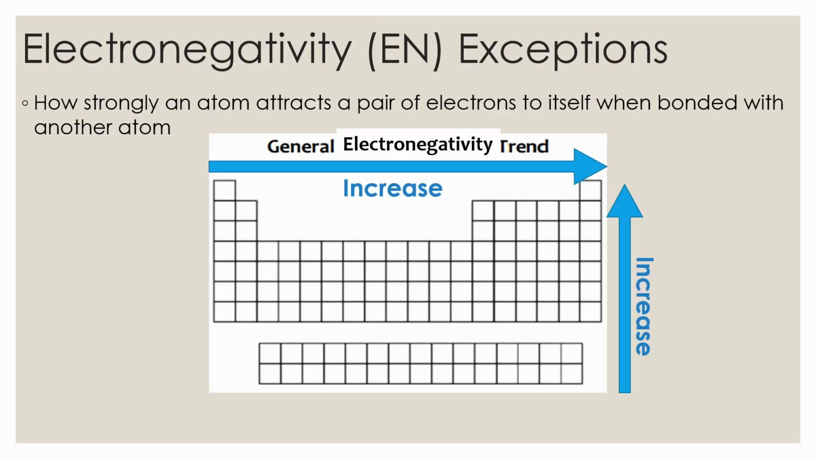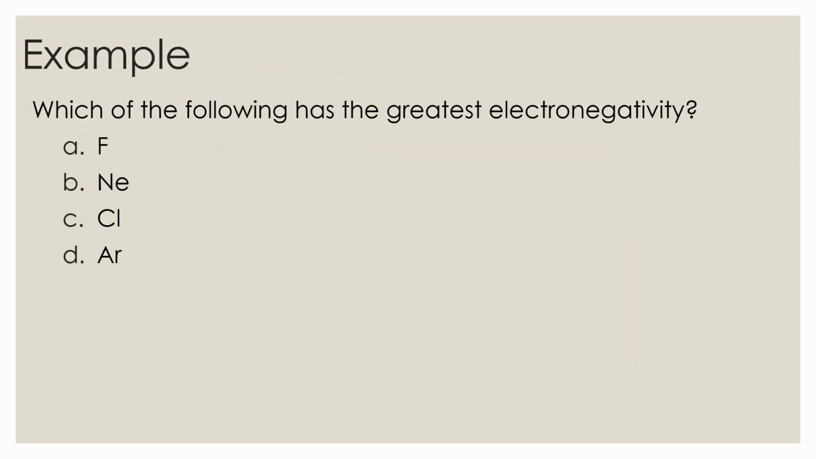So our trend still increases up and to the right, but it cuts off right before our noble gases. So we should maybe scooch that arrow back just a little bit. So your highest electronegativity element is fluorine because it is the most up and to the right element that is not a noble gas. So here's our example.